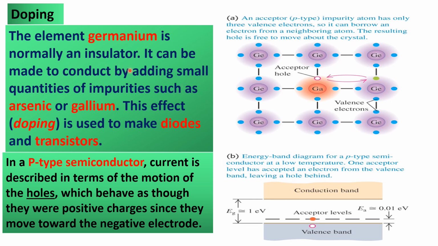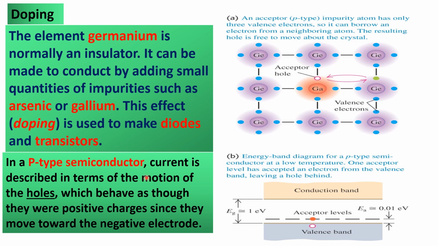Normally, materials like germanium do not easily conduct, or are not a typical conductor. However, it can be made to conduct by adding small quantities of impurities such as arsenic or gallium. And this process, as we have said, is known as doping. This is the process used to make materials like diodes and transistors.